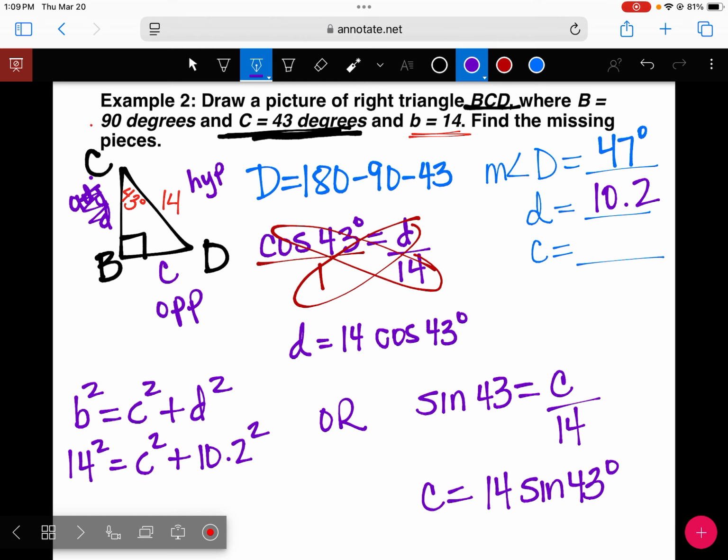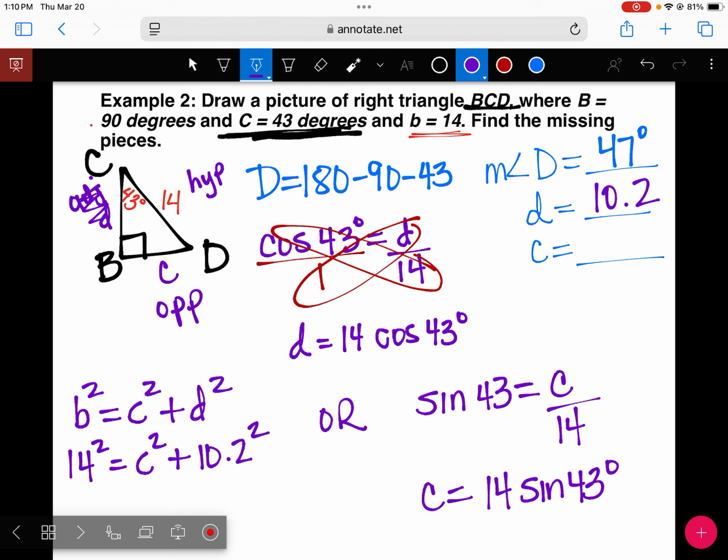So if we use 47, we can use 47, right? We could use 47. And would that be adjacent? That would be adjacent, yeah, because that little c is adjacent to the 47. It's opposite the 43, but it's adjacent to the 47. So if you use the 47, you would have to do a different one, but you still get the same answer.